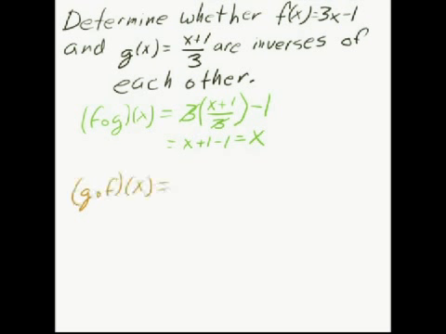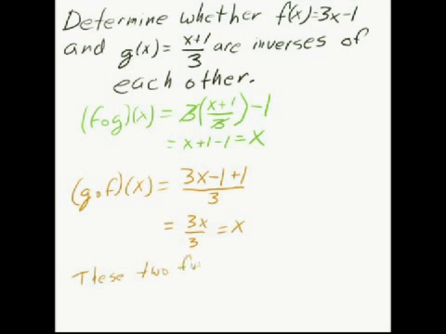Now I have to see if it works both ways, though. g of f of x. So I'm going to take the f function and put it in the g function instead of the letter x. So I'm going to get 3x minus 1 and then add 1, divided by 3. The 1's will cancel, the 3's will cancel, and I'm left with x. So the answer to this question, determine whether these two are inverses of each other: these two functions are indeed inverses of each other.